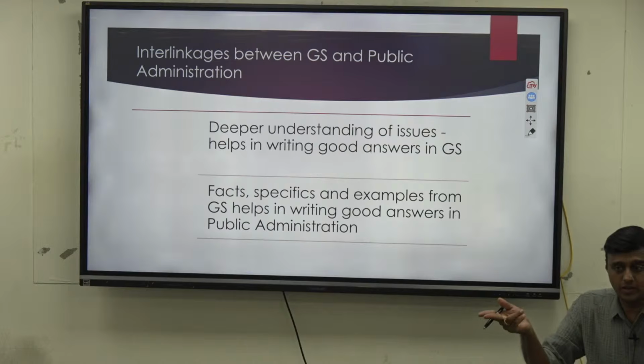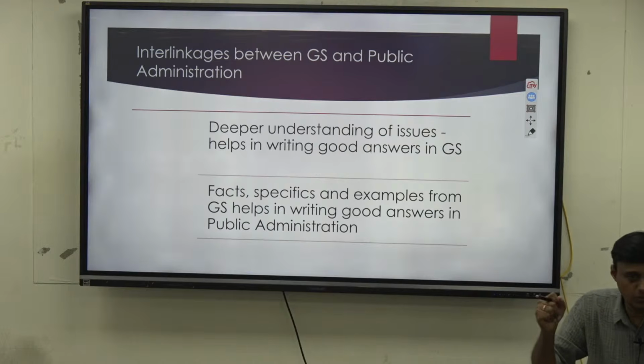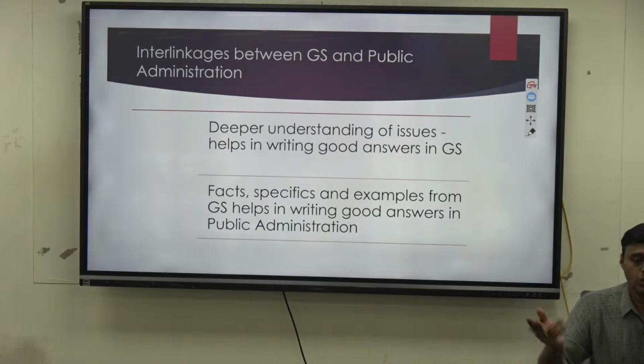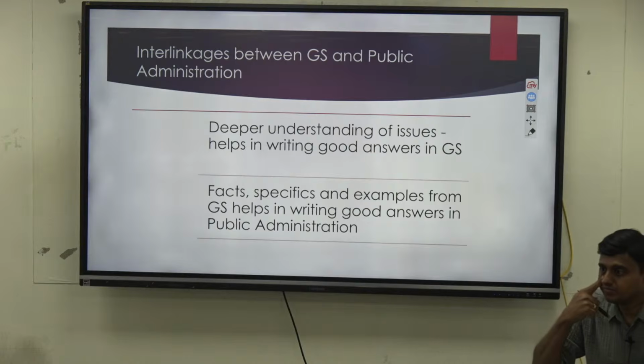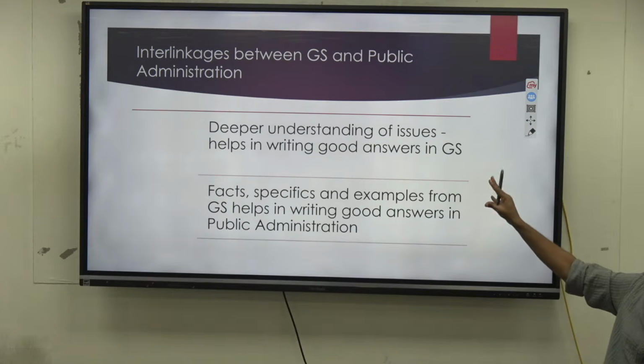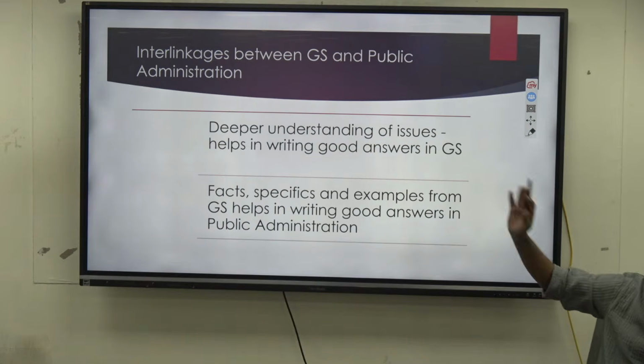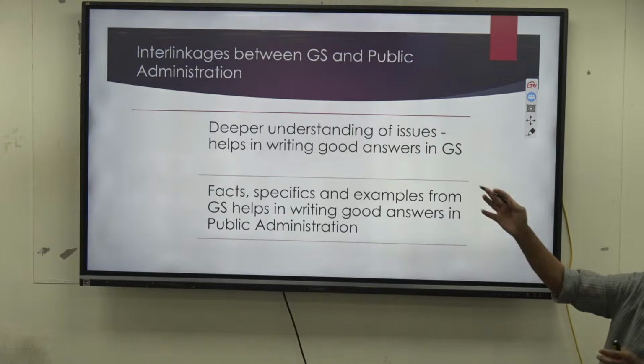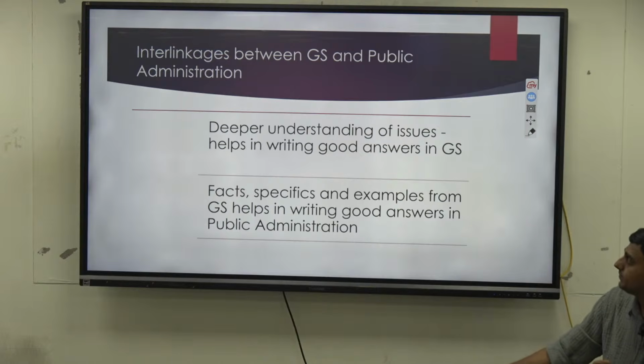But in GS when you write, you should tell what that is. What do you mean by politics-administration dichotomy? You should tell that because someone else might be evaluating who may not be from a PABAD background. How will he get to know what dichotomy is? So that is as simple as that. But the same facts and specific examples from GS, you use in PABAD. From PABAD, you use in GS also. Fine?